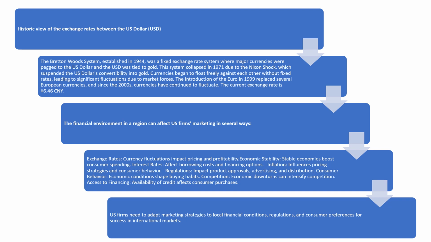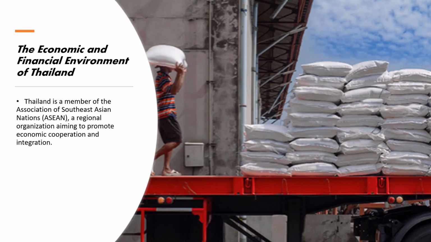The financial environment in a region can affect US firms marketing in several ways. The exchange rates may vary from place to place, and the US firm needs to adapt marketing strategies to local financial conditions, regulations, and consumer preferences for success in international marketing. And let's come to the Thailand part.